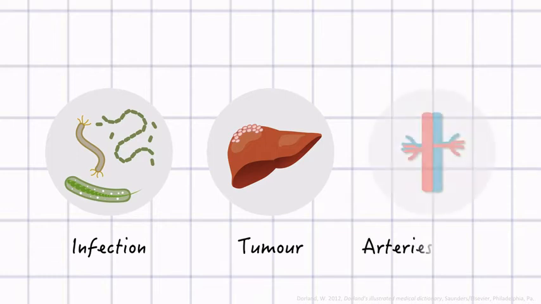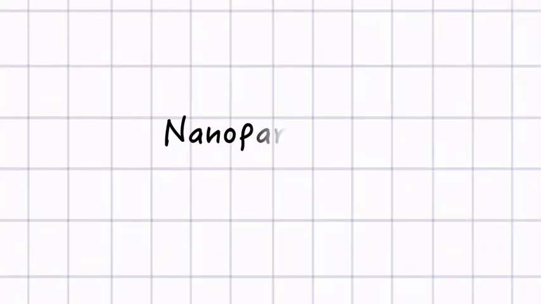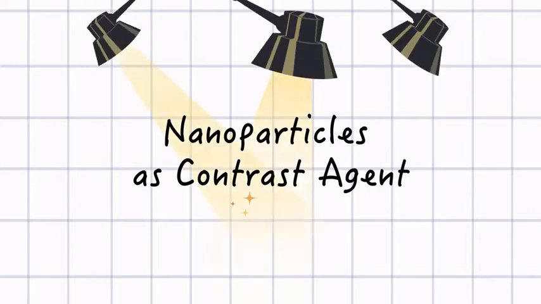Also, there are structures like arteries and veins, which are much more readily visible with the presence of a contrast agent and allow us to separate out the adjacent anatomy. Recently, studies have started to aim at using nanoparticle contrast agents to improve the precision of diagnostic medical imaging.